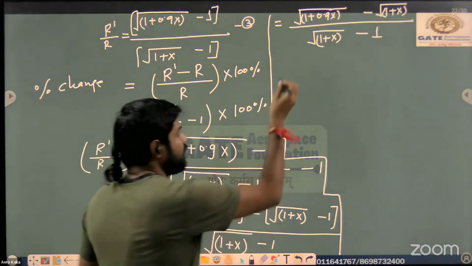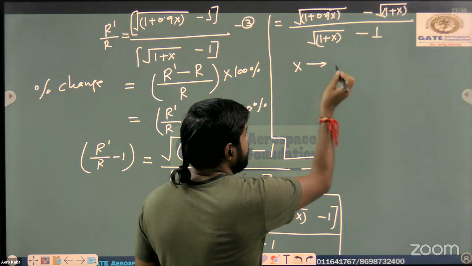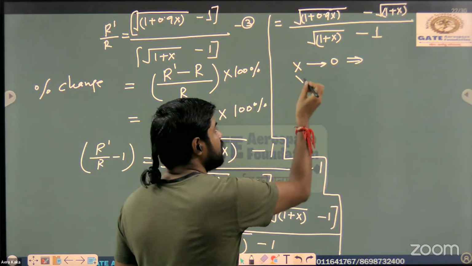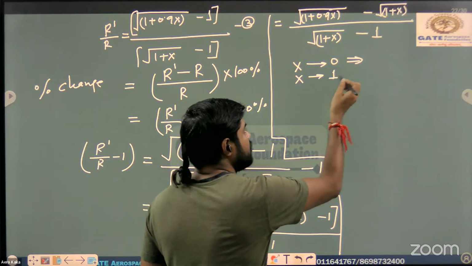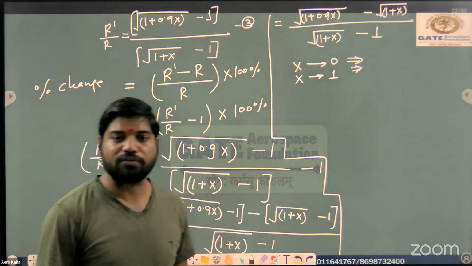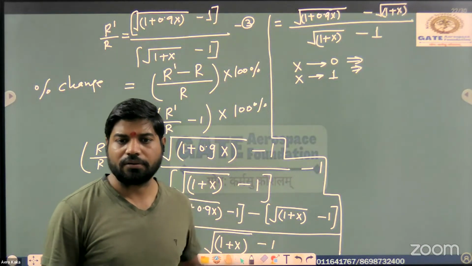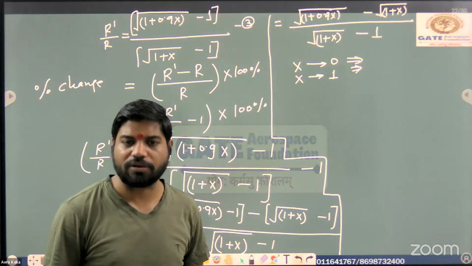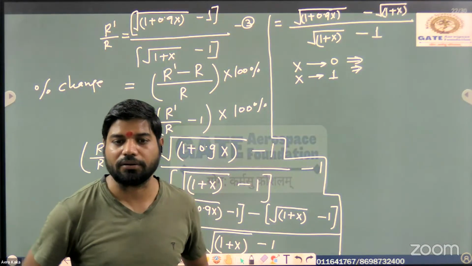Now here, what is the range of this x? We can take this x tends to 0, one of the extreme conditions. x tends to 1 is another extreme condition. Maxima, minima. You should know a bit of mathematics. If you are weak in mathematics, it's very difficult to survive in engineering.